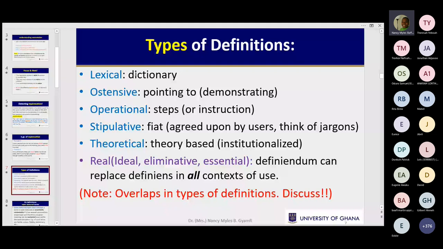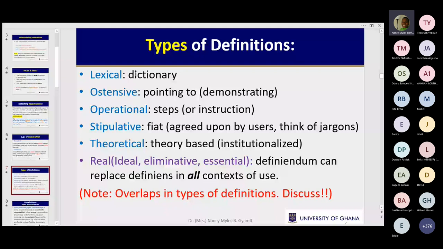You have several options. You can point to the dishes on the table. When you have gone to the table to eat, you can point to one and say, see that one? Pointing to the food, say, that is fufu. You are giving him or her what? Meaning. But you are doing it ostensibly by pointing to it. Finito. So that definition that points to give meaning is what we call ostensive.